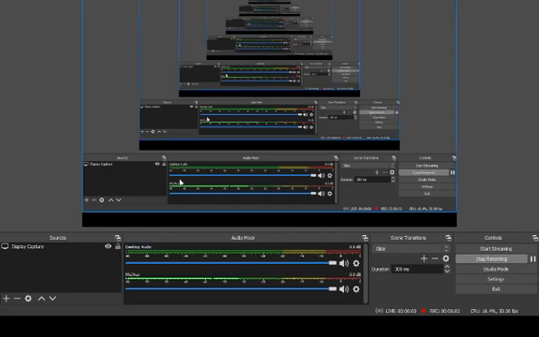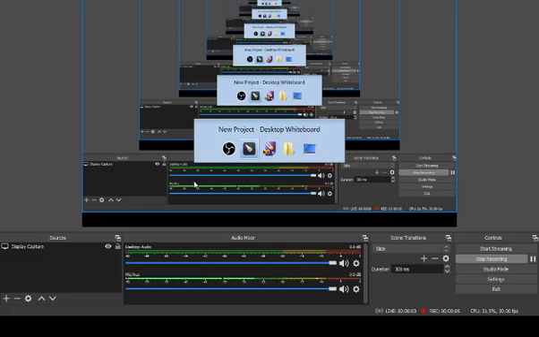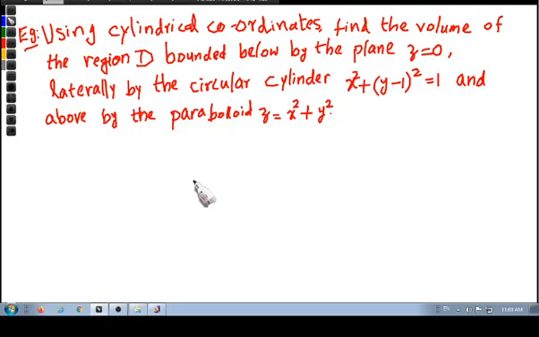Hi students, let us do an example. Triple integrals in cylindrical coordinates. So the example is this. Using cylindrical coordinates, find the volume of the region D bounded below by the plane z equal to 0. So what is z equal to 0? It is the xy plane or r theta plane.